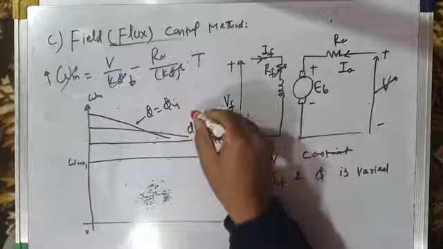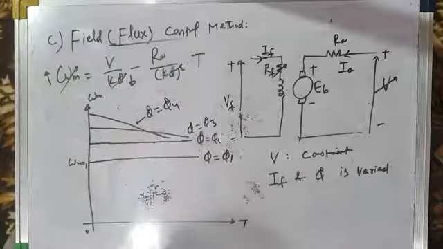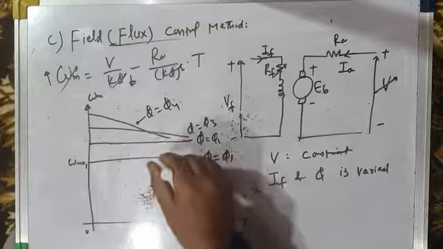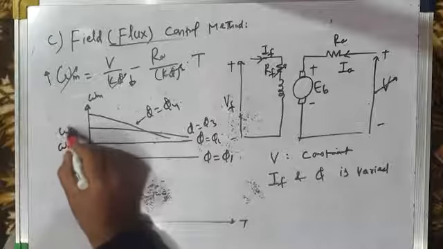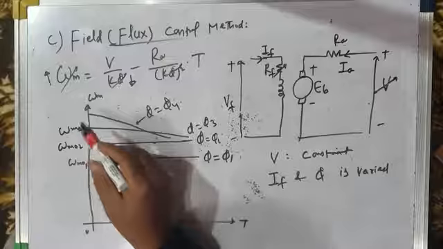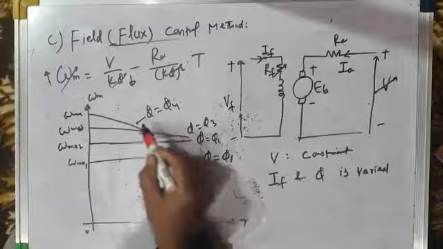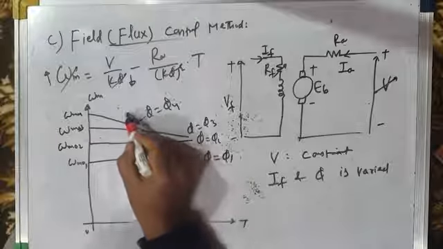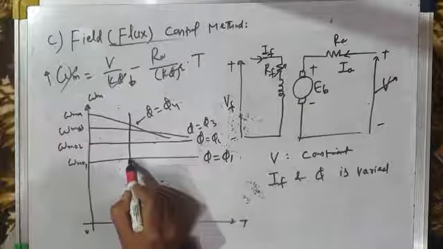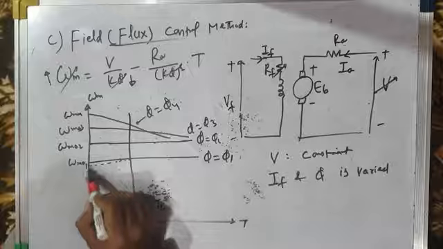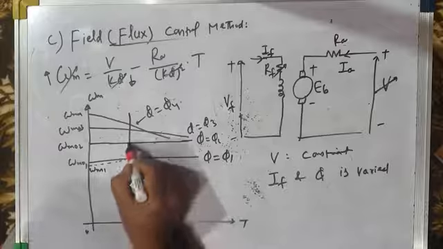By reducing the field current and hence reducing the flux, you will get speeds above base speed, but the slope of the curves will also increase, as you can see very clearly. This is omega m naught 2, this is omega m naught 3, and this is omega m naught 4. Let us suppose this is the load torque, this is TL. So what are the speeds? For rated voltage and rated flux, omega m1 is the rated speed or base speed.